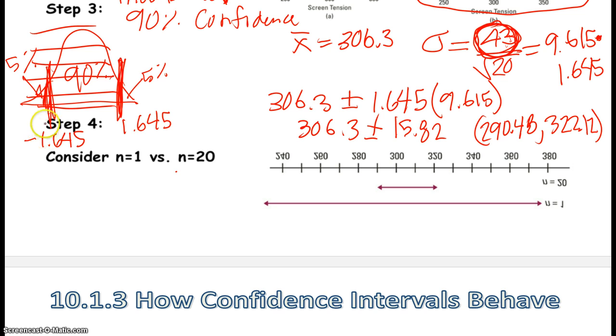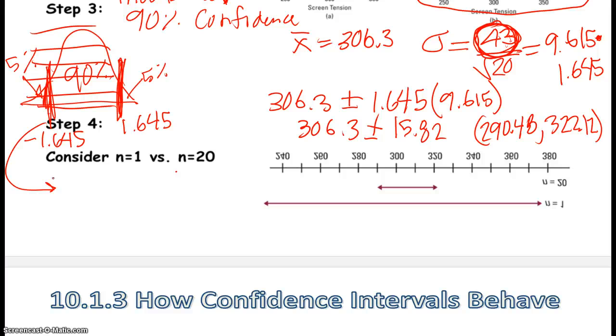Step 4 is going to be that we're going to interpret our results in the context of the problem. So this is what you're going to write on your paper. I'm not going to write it. It takes too long. I'll say it a couple times and you write it on your paper. So we are 90% confident that the true mean tension of all video terminals for a sample size n equals 20 is between 290.48 and 322.12. So I'll say that again, or you can just replay it.